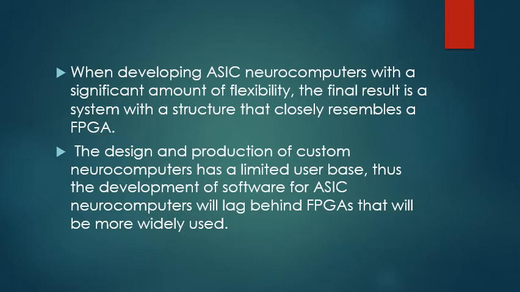The first one is that when developing ASIC neurocomputers with a significant amount of flexibility, the final result is a system with a structure that closely resembles an FPGA, while never reaching the flexibility that an FPGA can attain. This is important because neural networks need to be easily reconfigured, since they are meant to be used for different applications. The second fact is that the design and production of custom neurocomputers has a limited user base, thus the development of the software for ASIC neurocomputers will lag behind FPGAs that will be more widely used.